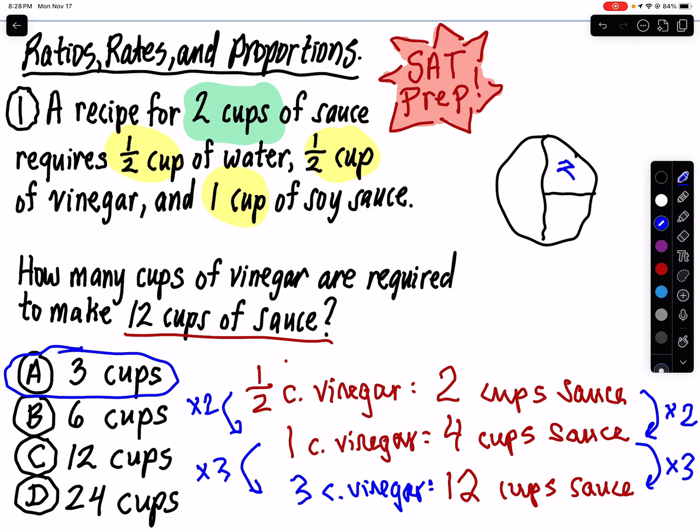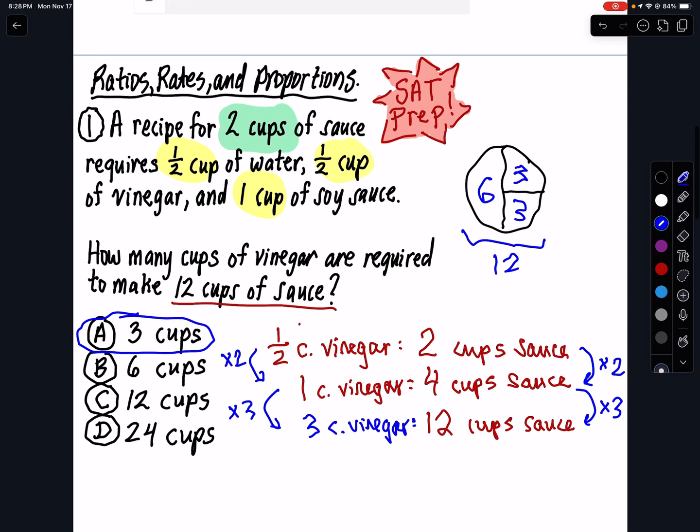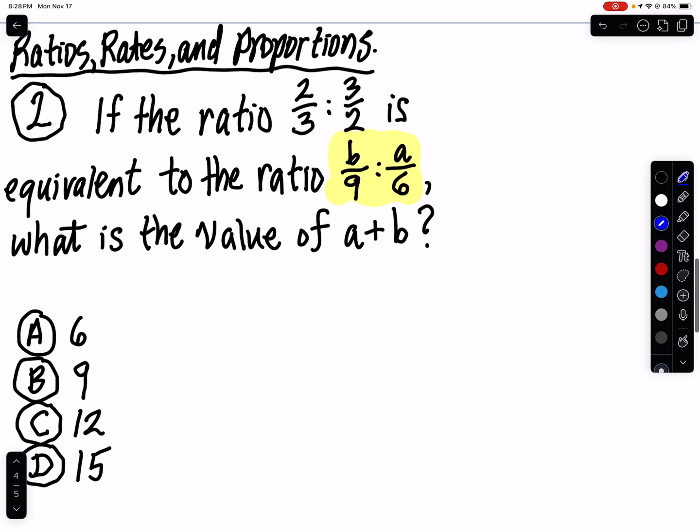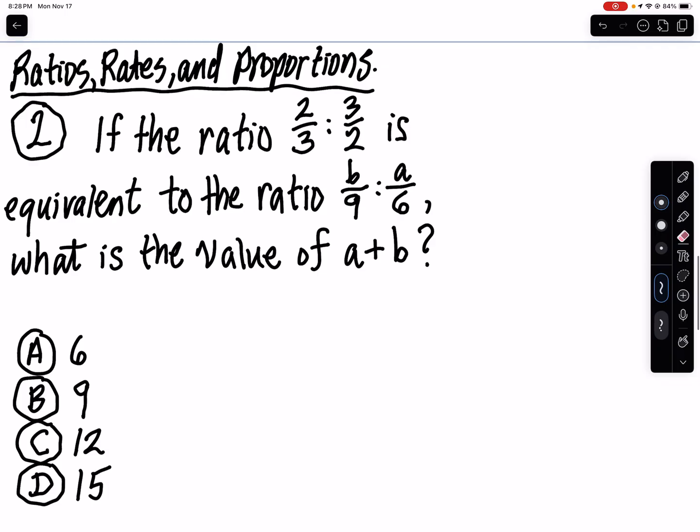which you could see if those are in cups. That's kind of like the visual arrangement of what's happening when we deal with 12 cups of sauce in total, if you were to label those. Okay. Get rid of that. So, next question.